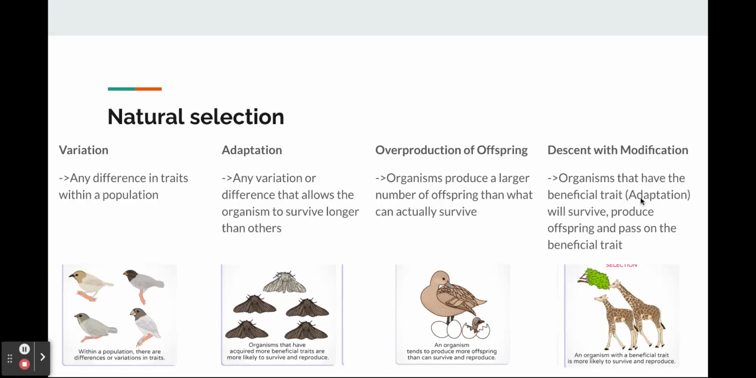Then, descent with modification. Organisms that have a beneficial trait or an adaptation are going to survive and produce offspring and pass on the beneficial trait. So as generations go on, you will see more of this trait. So if we go back to the peppered moths, as generations go on, we are going to see more moths with the dark trait.